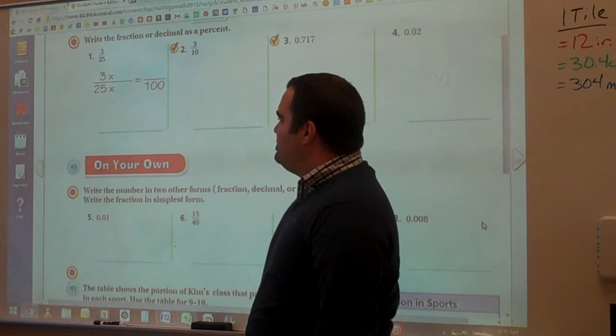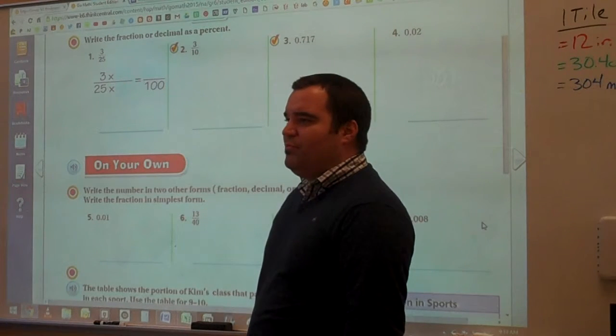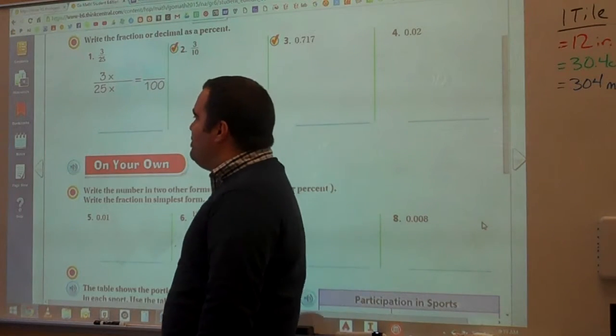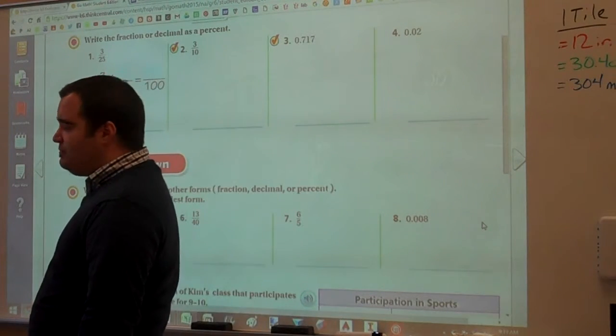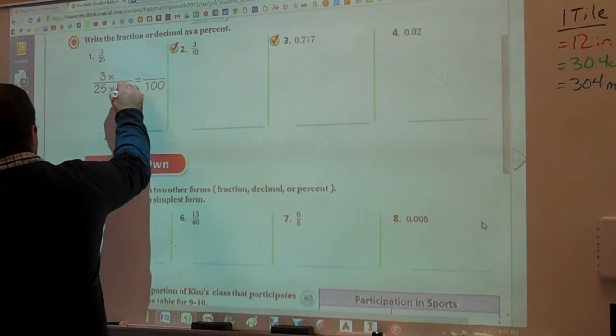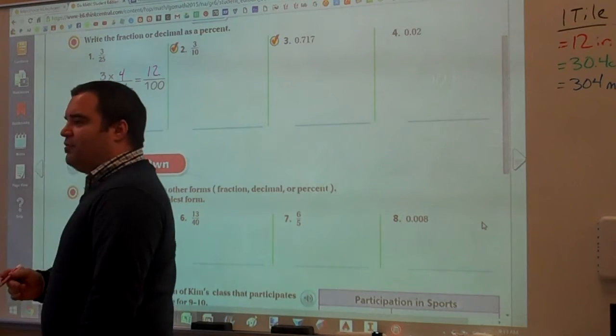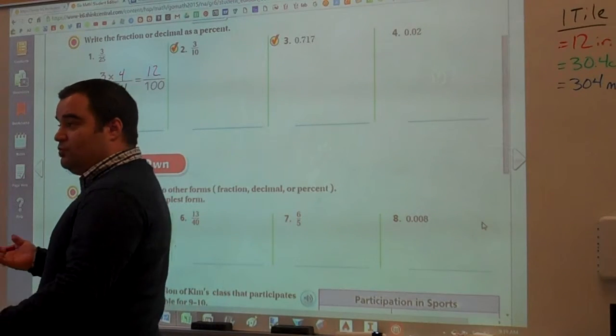We can do that because 25 is a nice pretty number compared to 100. But if it's not, I have to divide 3 by 25. They're saying multiply this by 4 and this by 4, you get 12. 12 over 100 becomes 12%.